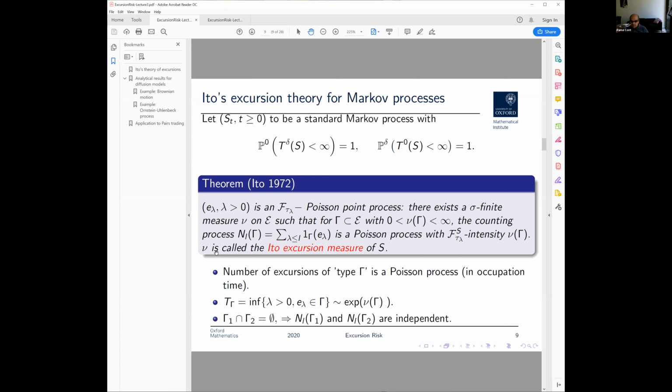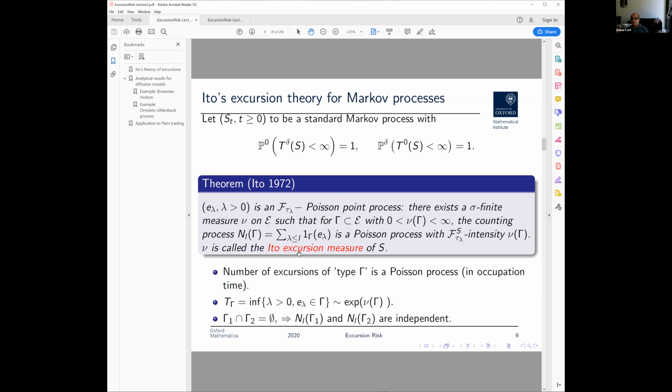And we call this intensity measure of the Poisson point process the Ito excursion measure. So the intensity of a Poisson point process completely characterizes the law of the Poisson point process. It means that there is a measure on the space of excursions, the Ito excursion measure, which completely characterizes the law of the excursions of S.